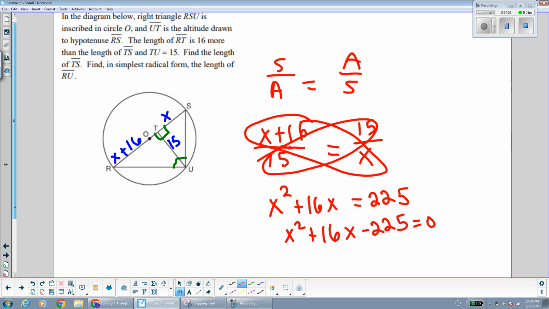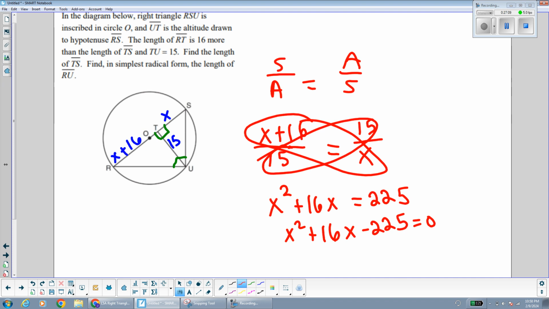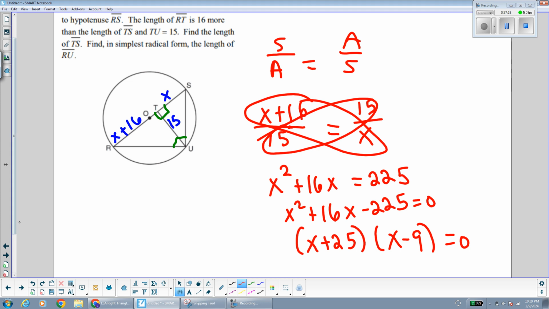I'm going to have to factor again. I'm looking for two numbers that multiply to give us negative 225 and add to give us positive 16. Pause the video and try to see what those two numbers are. Those numbers are 25 and 9. Positive 25 times negative 9 gives you negative 225. And positive 25 plus negative 9 gives you 16.